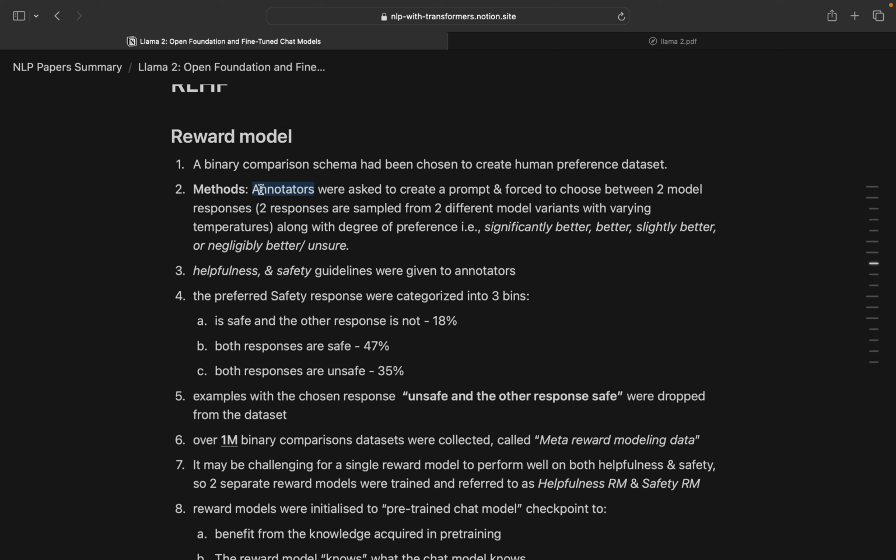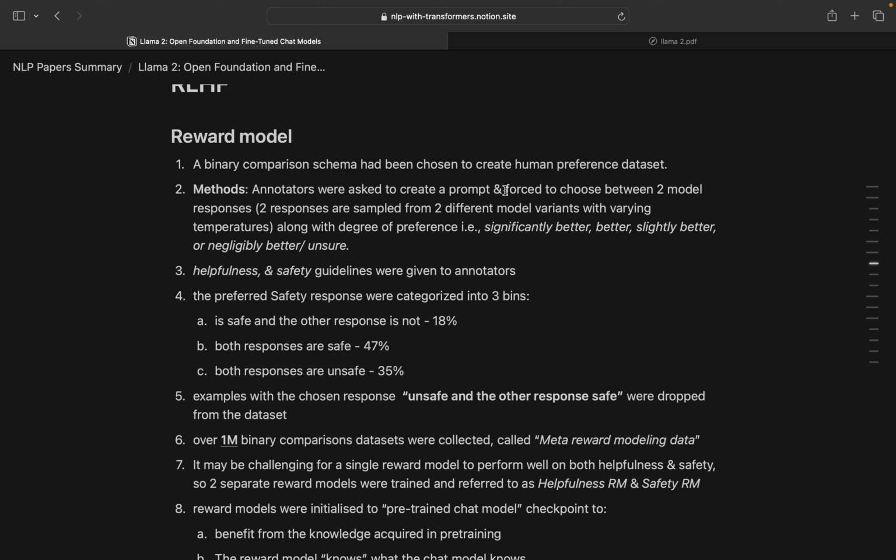And those annotators were asked to create a prompt, and they were forced to choose between 2 responses. So given a prompt, whatever the model has responded, they have to choose. There is no other option. That means either they have to select or they have to reject.